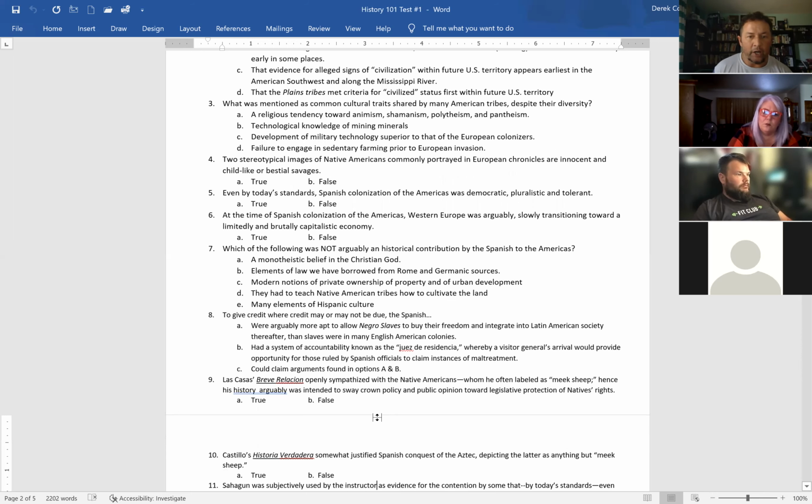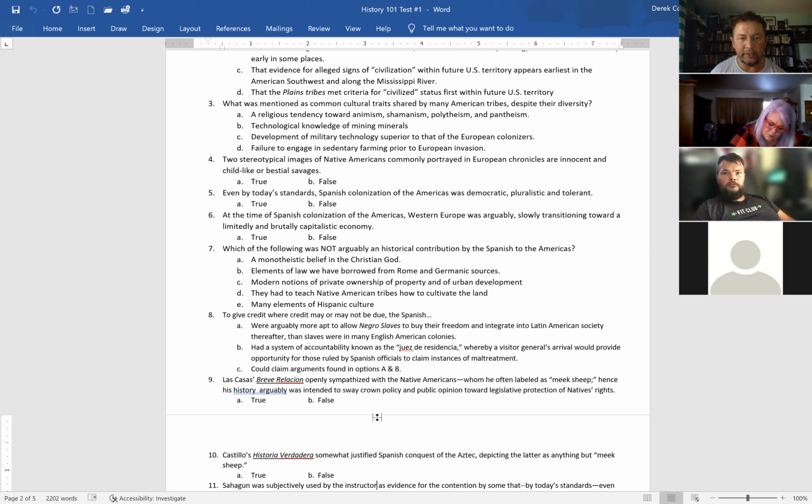Number 7, which of the following was not arguably an historical contribution by the Spanish to the Americas? A monotheistic belief in the Judeo-Christian God, yes. Elements of law we have borrowed from Rome and Germanic sources, yes. Modern notions of private ownership of property and of urban development, yes. They had to teach Native American tribes how to cultivate the land? No, they had already long achieved the Neolithic revolution in virtually all regions, especially Mesoamerica, but including regions of present-day United States. Areas that had still not achieved the agricultural revolution were very few in number, very rare. All right, and then of course many elements of Hispanic culture, absolutely.